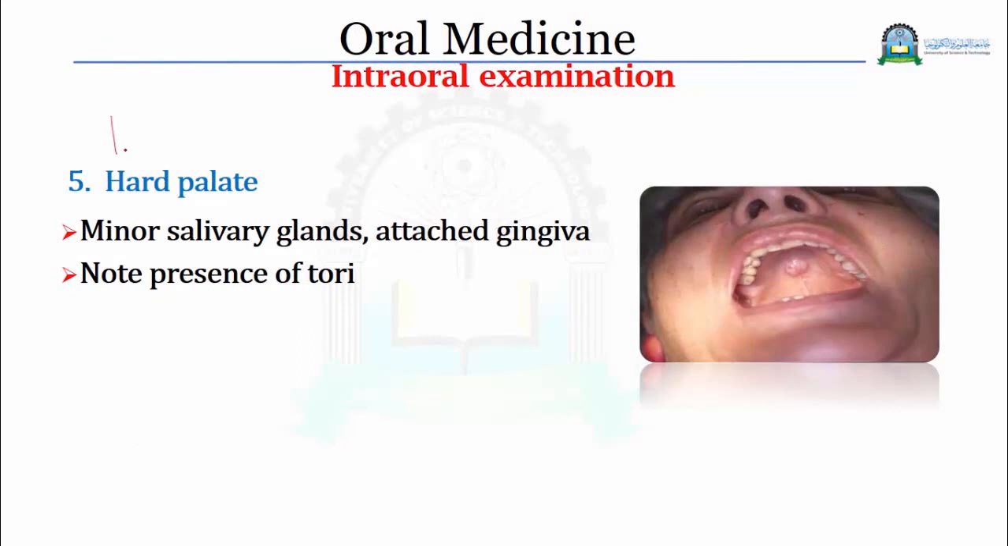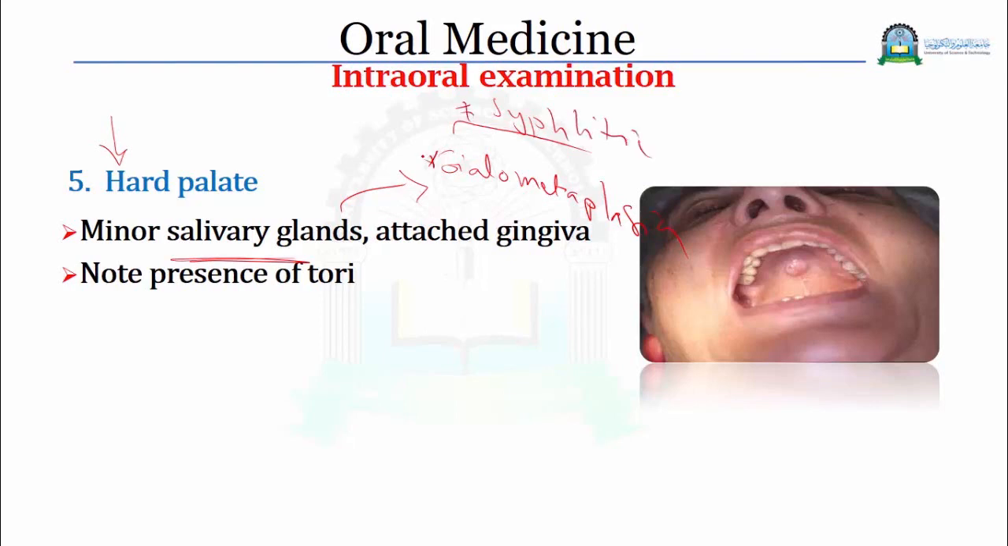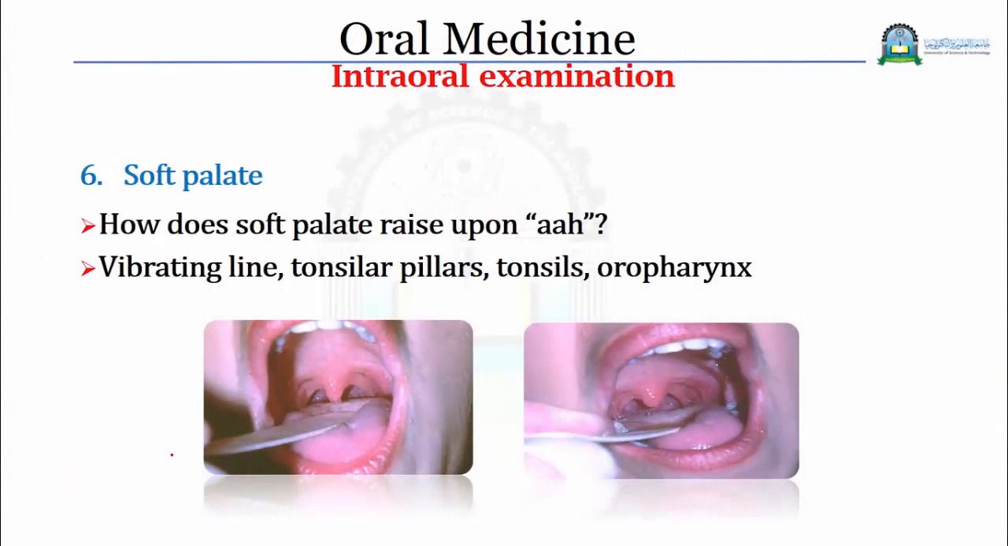Moving to the hard palate intraorally, examine the hard palate for the presence of minor salivary gland diseases like sialometaplasia, and if there is a syphilitic ulcer, which is most commonly presented in the hard palate. Also the attached gingiva. Note the presence of tori, if there is any maxillary tori, torus palatinus, or any other bony exostosis. The soft palate of the patient should also be examined.